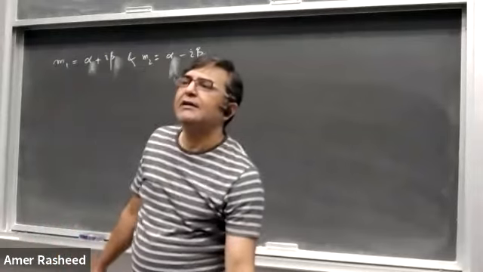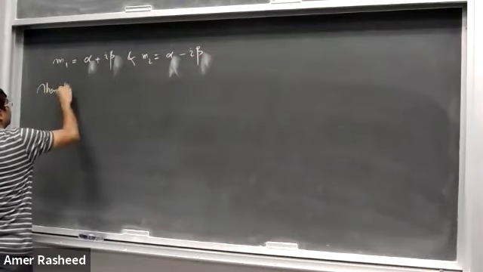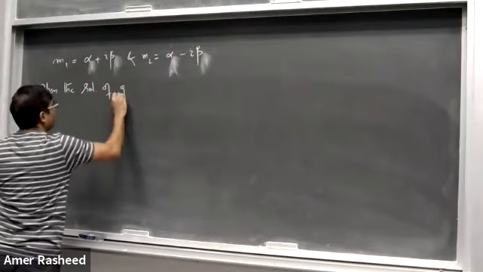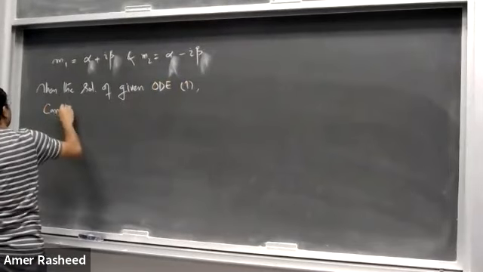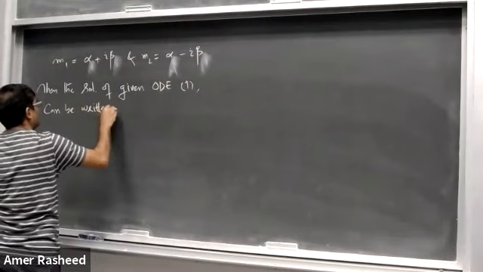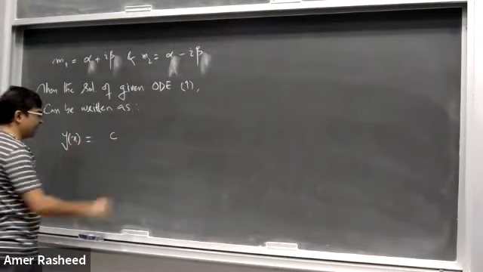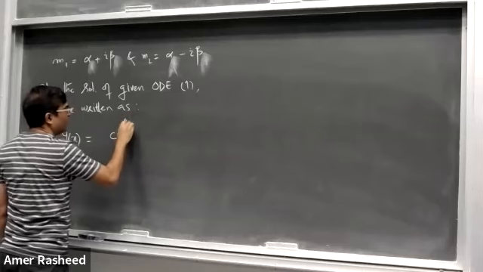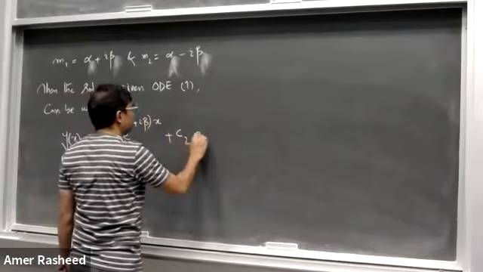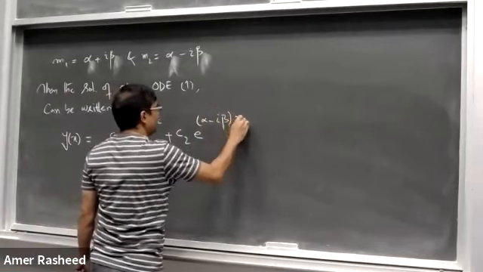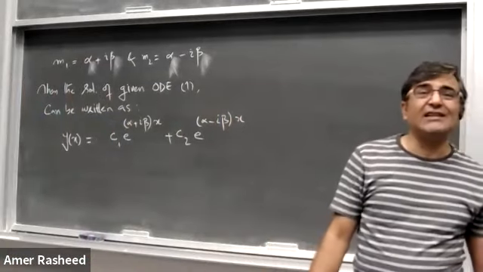Now, how do we write the solution in case of distinct roots? Then the solution of the given ODE can be written as y of x equals C1 times e to the power alpha plus iota beta times x, plus C2 times e to the power alpha minus iota beta times x, in a similar manner as we wrote for the case of real and distinct roots.